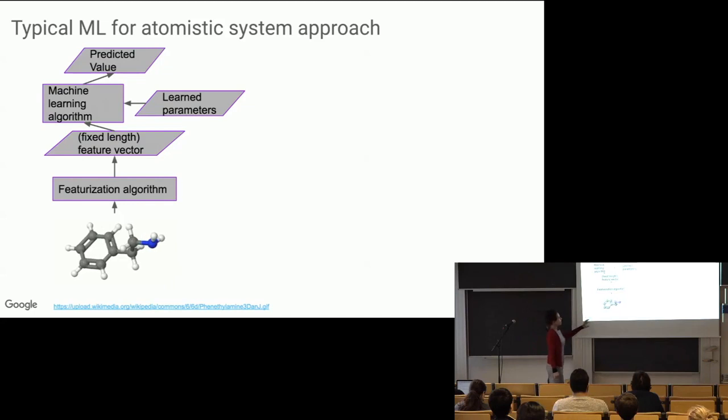You have your molecule here, and then you have some kind of featurization algorithm. So you turn your molecule into a descriptor, like a fingerprint or something along those lines. Perhaps it starts from the 2D structure or the 3D structure, or even just which atoms are present, right? And then once you have that feature vector, you then build.